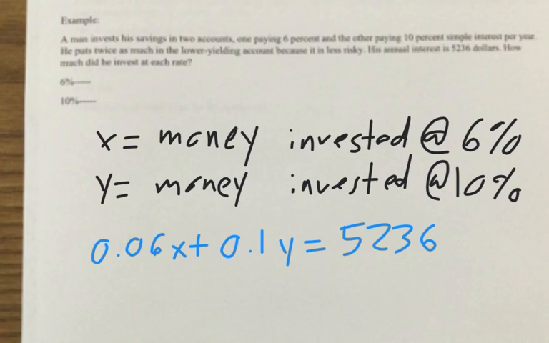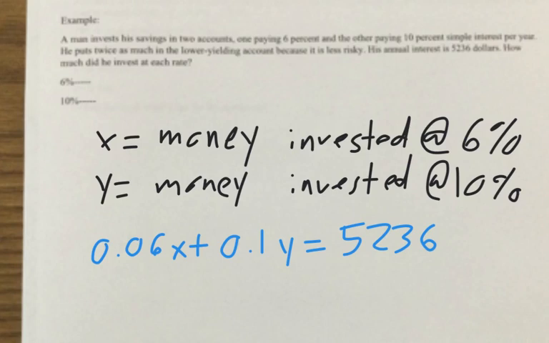So this is the money earned in interest, plus this is the money earned in interest at 10%. So this is the total amount of interest, which has to equal 52.36. Does that kind of make sense? Yeah, sounds good. You just keep pressing on. Okay, good. Does anybody see another equation?